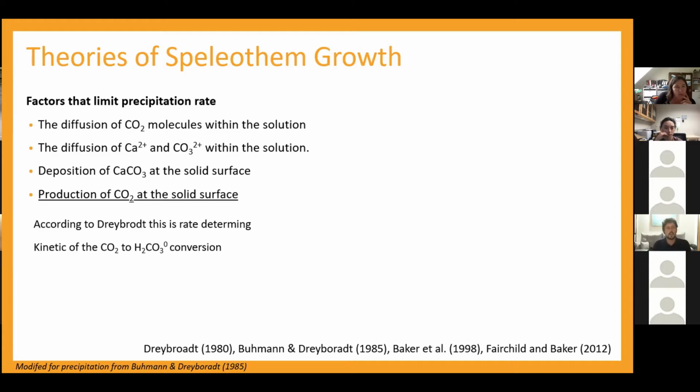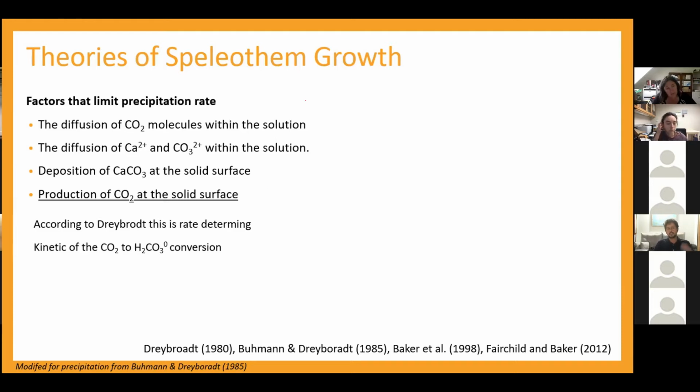So let's start. Factors that limit precipitation rate. If you consider the first assessment that was performed based on very controlled experiments in the lab, with a constant dripping rate and a solution in equilibrium and saturated with respect to calcite, the major factors that limit the precipitation rate are the diffusion of CO2 molecules within the solution, the diffusion of calcium and carbonate within the solution, the deposition of calcium carbonate at the solid surface, and the production of CO2 at the solid surface.